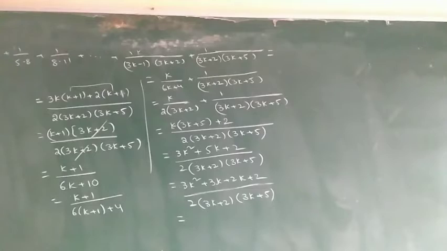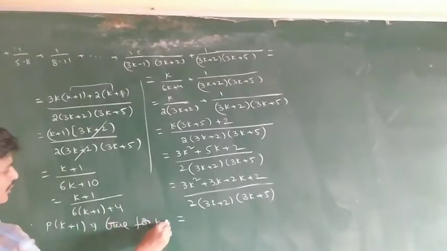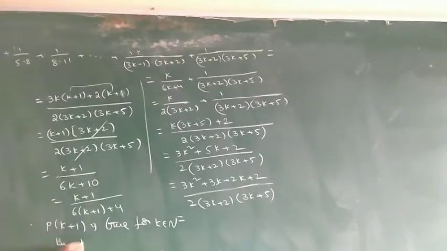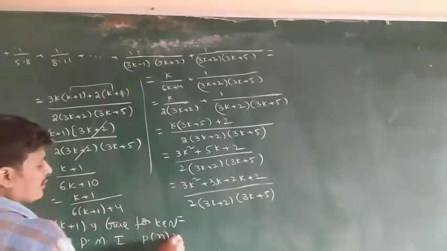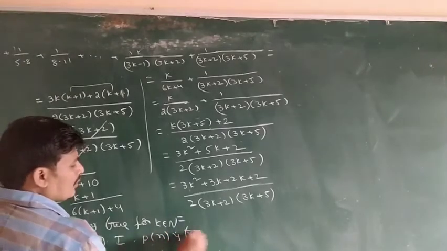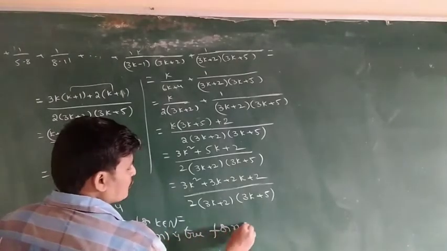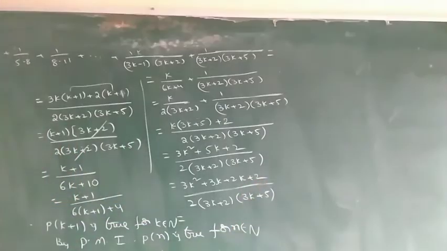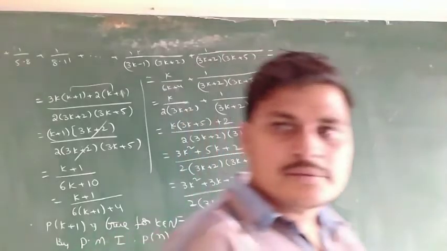So P of k plus 1 is true for k belongs to N. So what is the final step? By the principle of mathematical induction, P of n is true for n belongs to N. This is the problem.